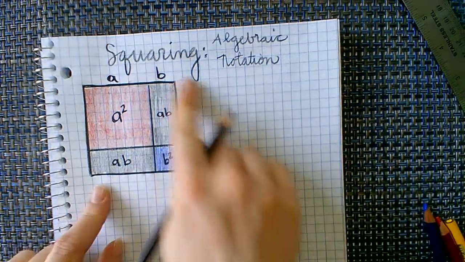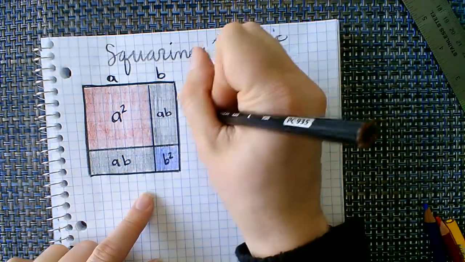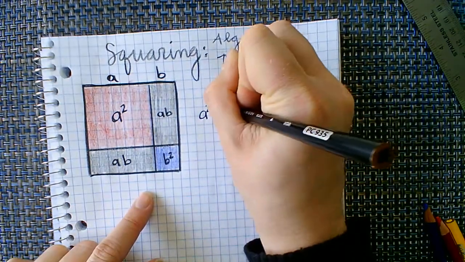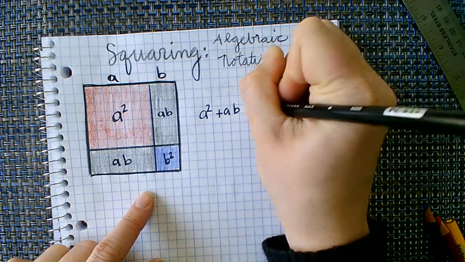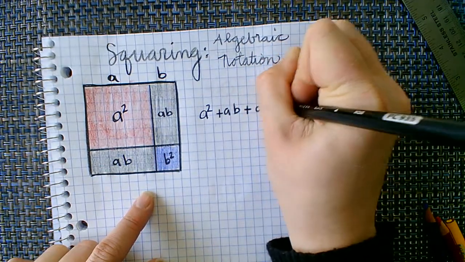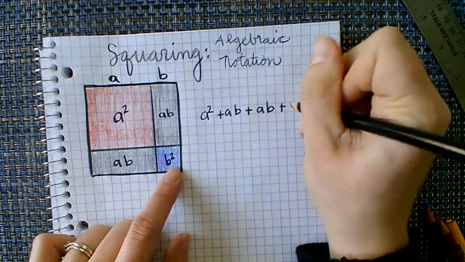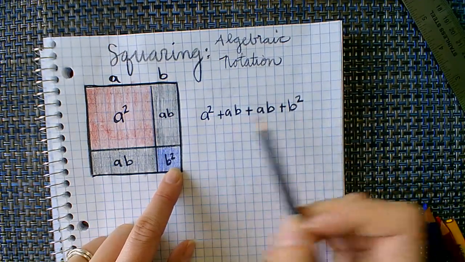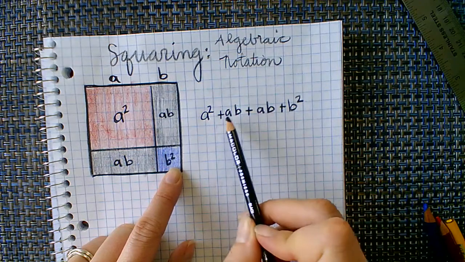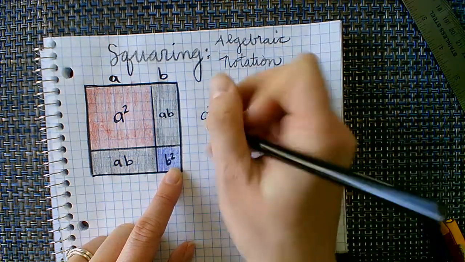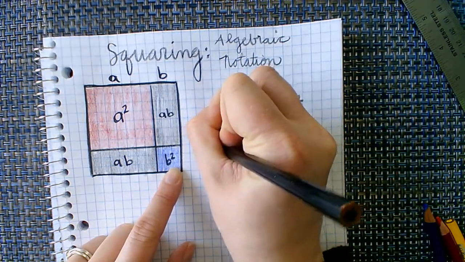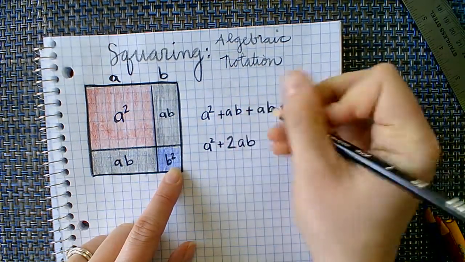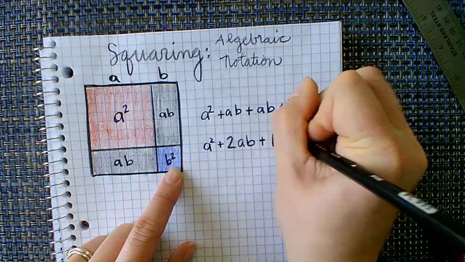So in algebraic notation, I would call this A squared plus AB plus AB plus B squared. I could also simplify this a bit, seeing as though I have two ABs. I could just write this: A squared plus 2AB plus B squared.